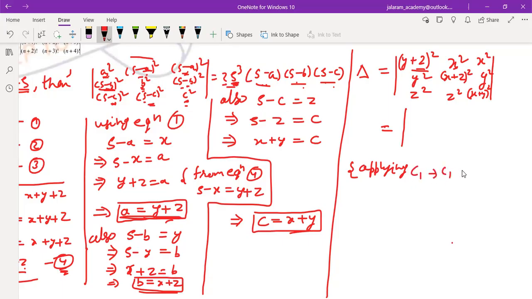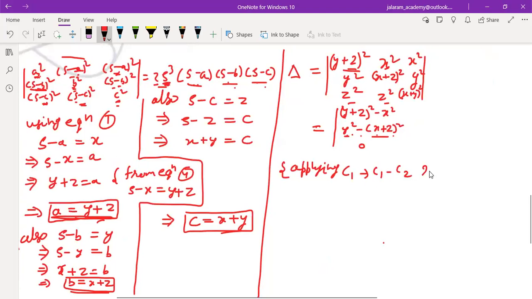C1 is operated as C1 minus C2. So it is giving y plus z whole square minus x square. Second one is y square minus x plus z whole square. When we factorize it, it is also giving y plus x plus z, using a square minus b square, a plus b means y plus x plus z into y minus x minus z. And the third term, z square minus z square becomes 0.